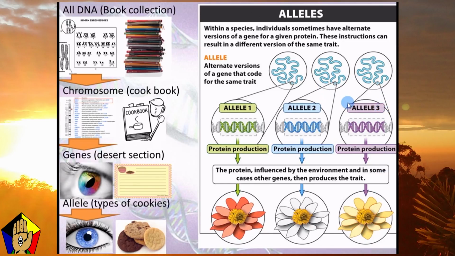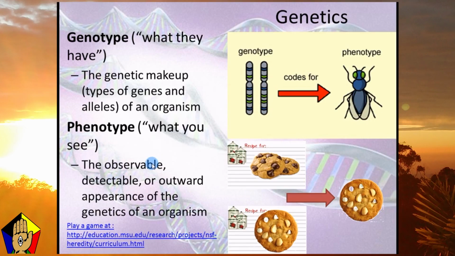Right? So putting the big picture together, remember, the DNA is your whole book collection. The chromosome's like pulling one book out of here, and we'll say it's a cookbook. The gene is the recipe section, like the dessert section. We'll just say this is the desserts, right? And then the alleles are the types of cookies in that dessert section. So that's breaking it down for an analogy. So we'll keep using the term allele over and over again. That's why I'm trying to point it out now.